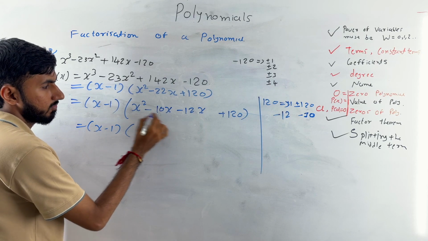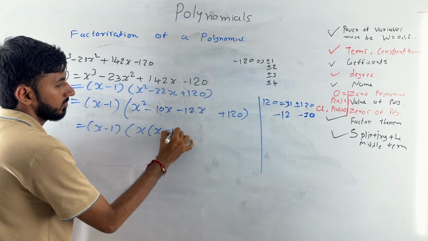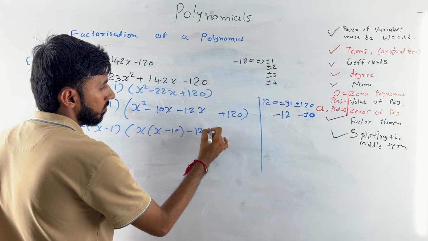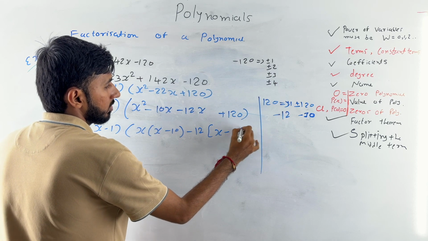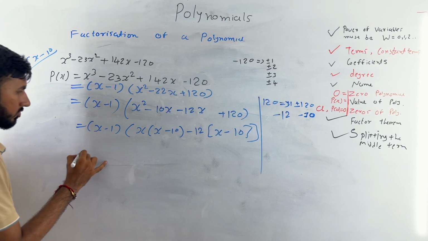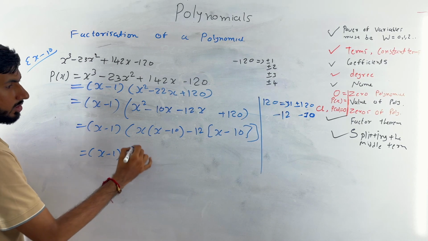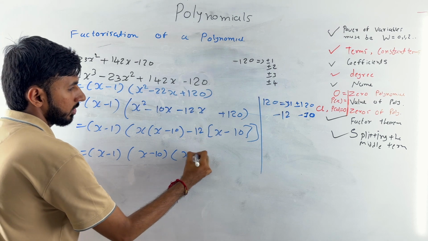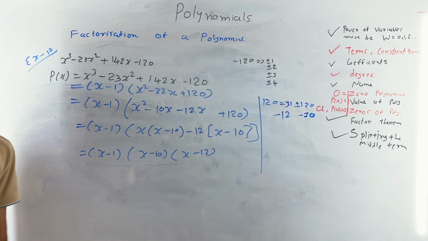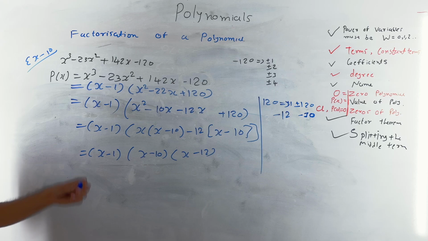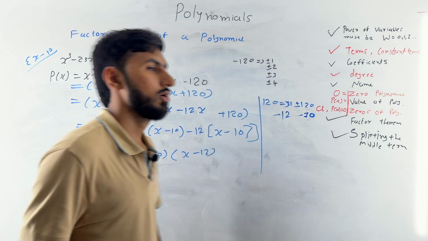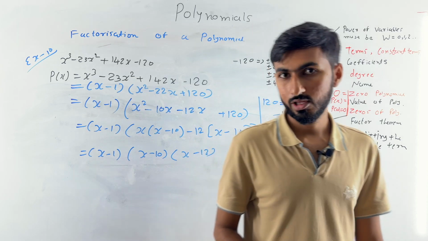Now take a common factor from the first two terms, that will be x, giving x minus 10. Take a common factor from these two terms, that will be minus 12, giving minus 12 times x minus 10, right? So x minus 10 is common in both brackets, so x minus 12 is the other factor. So this is your method to find factors of a cubic polynomial. For the first factor, you have to use the trial and error method.